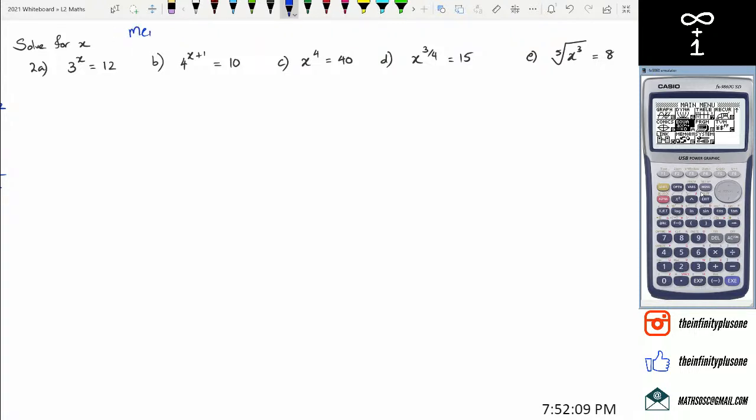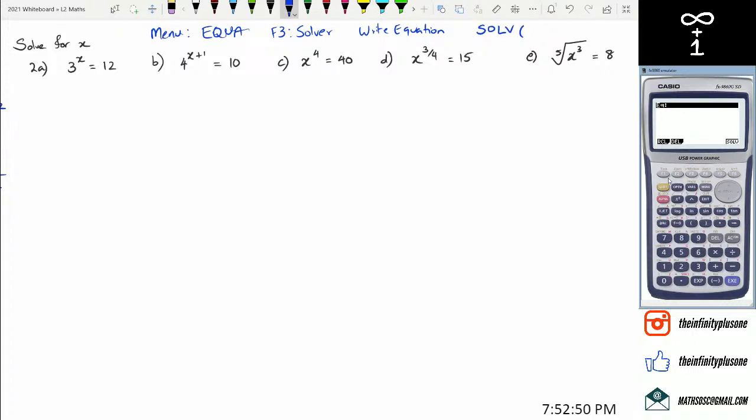So you go into menu, then go into equation. You click on equation. Let's just exit out of this. So you should click on F3, which is solver. And then you literally just write the equation down. All right, so you write the equation down, and make sure you click on solve, which is F6. Hopefully that helps there, Caitlin.